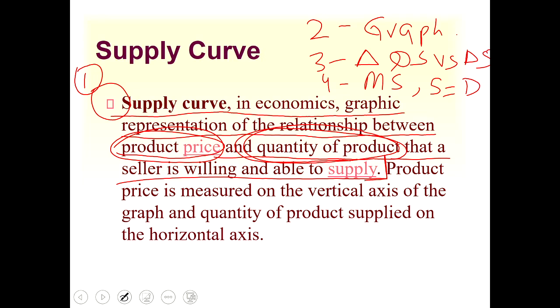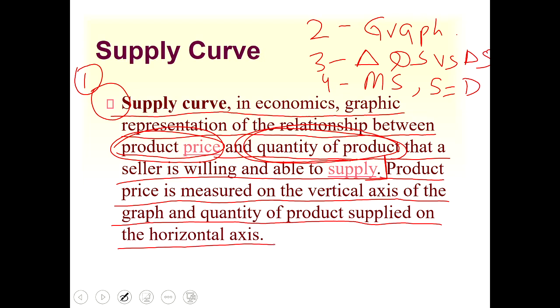And the second part of the definition means that the product price is measured on the vertical axis or the y-axis of the graph, and the quantity of product supplied on the horizontal axis or the x-axis. So it simply means that on the y-axis we have price level, on the x-axis we have quantity. So supply curve is simply a graphical representation of the price and quantity supplied of a product. We will discuss it in much more detail in the next slide.